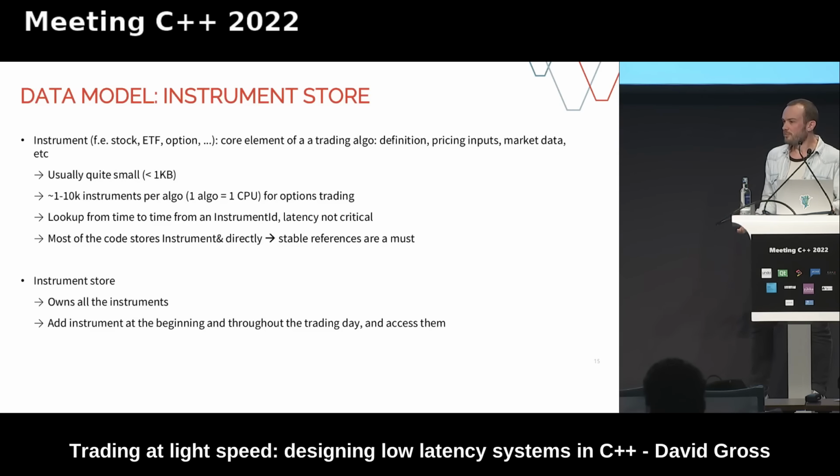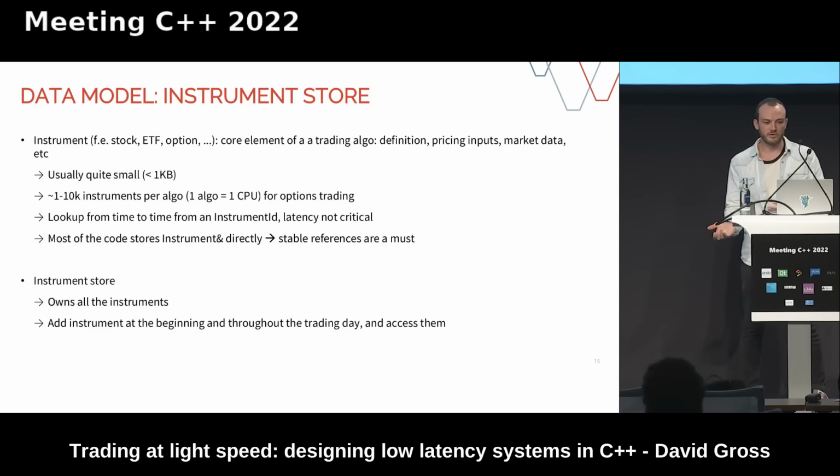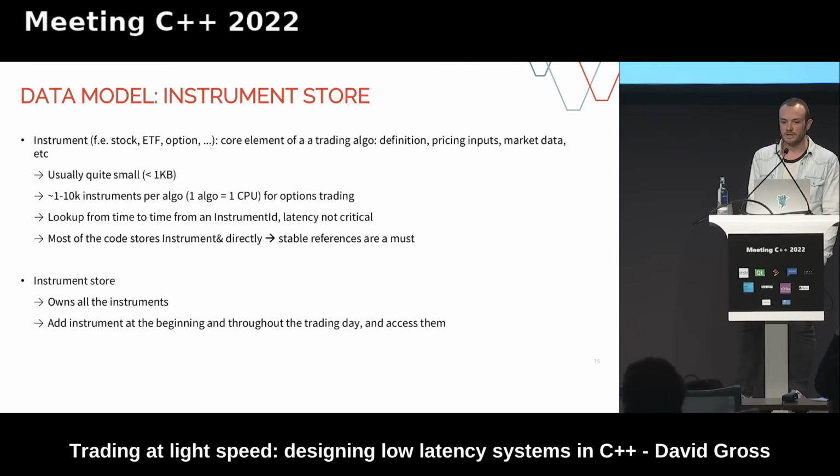You want to do a lookup from time to time. You receive an ID from an external process, so you want to do a lookup. But the latency of this lookup is not too critical. You want to be reasonably fast. And the last requirement is that most of the code wants to store a reference to this instrument. We don't want to do lookups within the system all the time. We want to keep a reference because that's a nice characteristic. So the instrument store owns all these things.